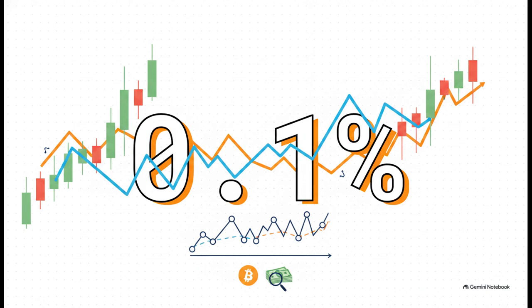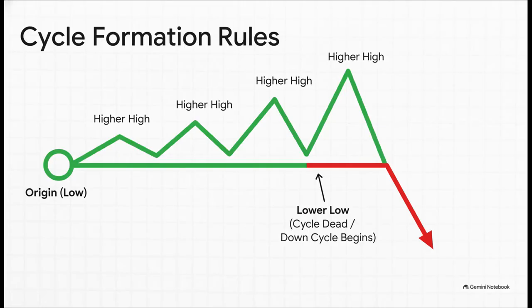And because this is percentage-based, not based on fixed price levels, it's completely scale invariant. The math works identically whether Bitcoin is trading at $10,000 or $100,000. Once those pivots are found, they get grouped into cycles using standard break of structure rules.